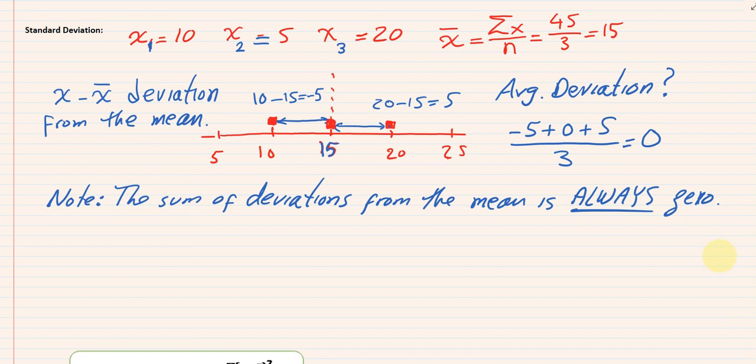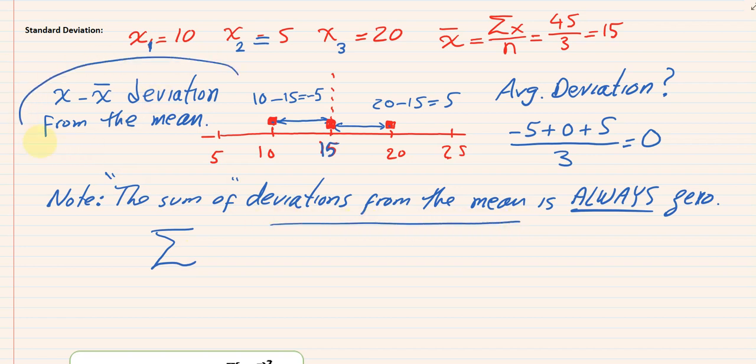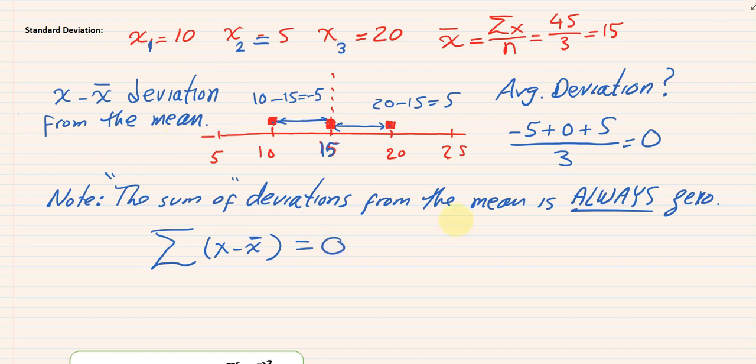So let me write that now symbolically, what I just noted. And the sum of, remember those 3 words, means sigma. Deviation from the mean, well, deviation from the mean is that. So I'm just going to go x minus x bar is always 0. So we're going to take that to be a fact. Okay, on face value. And I'm just going to say for all x. Okay, so the sum of these deviations from the mean is always going to be 0.